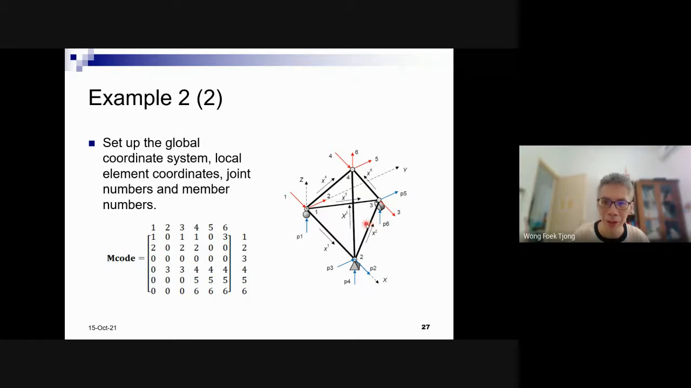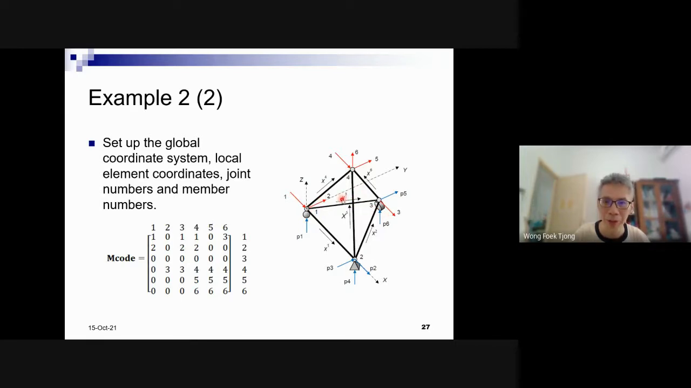Usually I define the local coordinate system from lowest number to highest number. This is 1, 2, this is 3. So this is 3, right? From 1 to here, not from 3 to 1. Usually I do like that. But of course, you can define from 3 to 1, no problem, as long as you are consistent with that. This is, and then 1, 4, 2, 4, 3, 5.